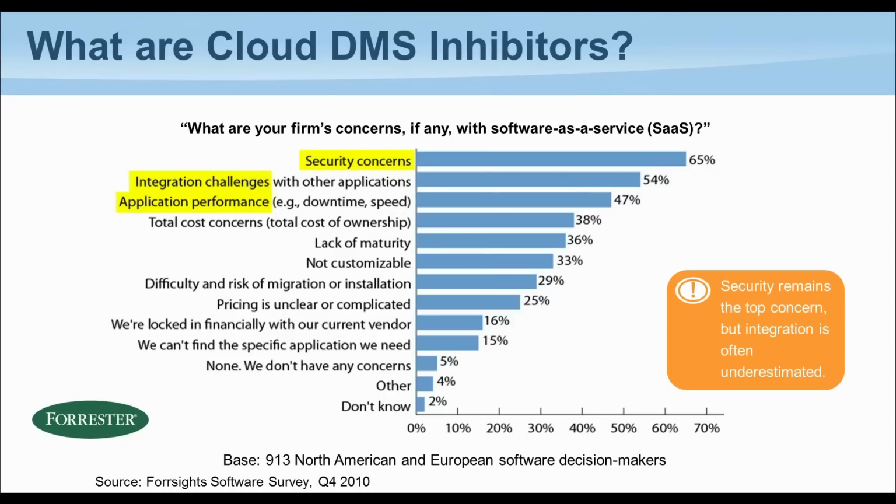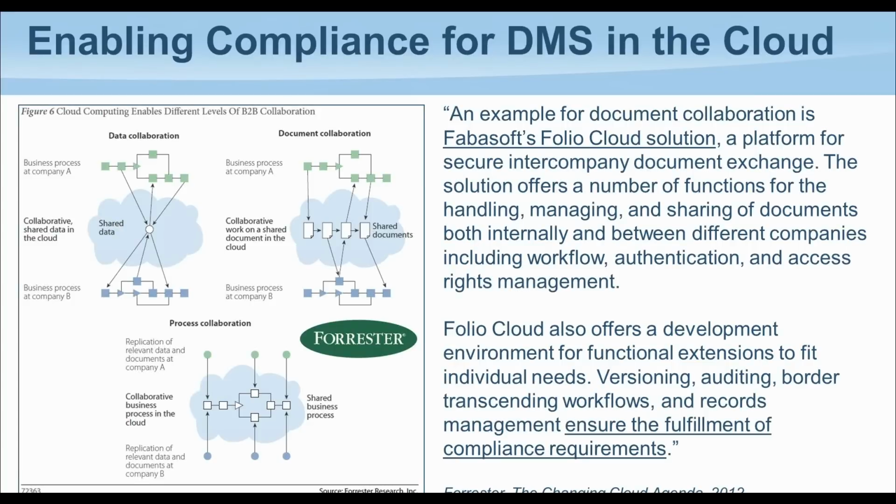Okay, so here is another slide from Forrester. It's a very interesting document. I can really recommend it to you. It's called The Changing Cloud Agenda, as you can see here. It's brand new, and it describes how you could implement document management systems and business-to-business collaboration processes in the cloud.